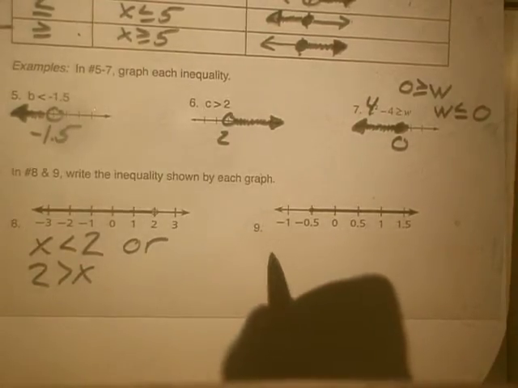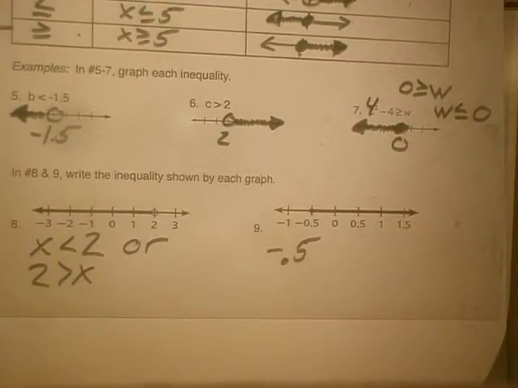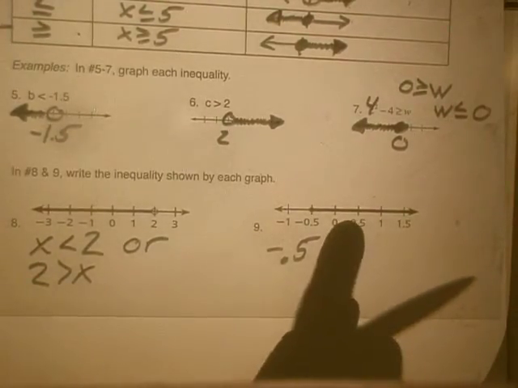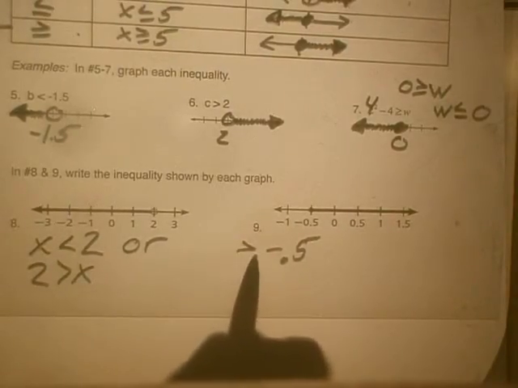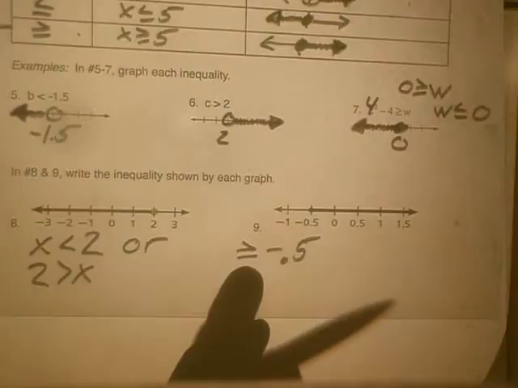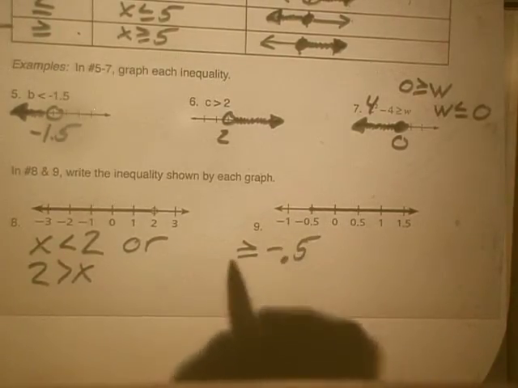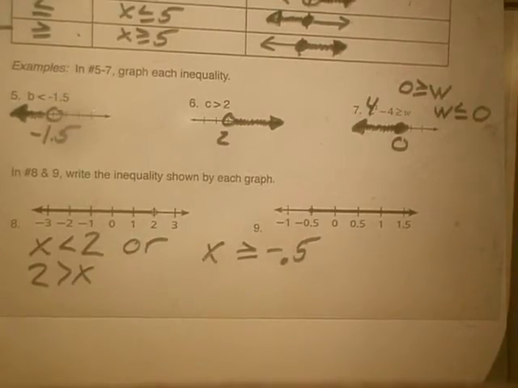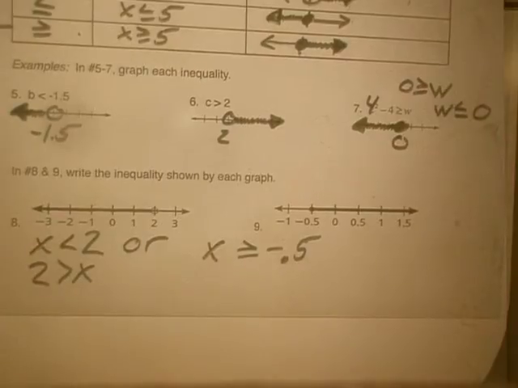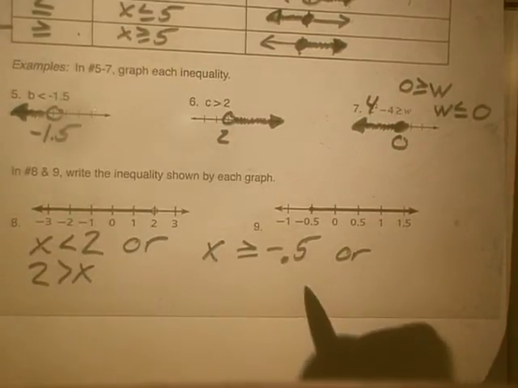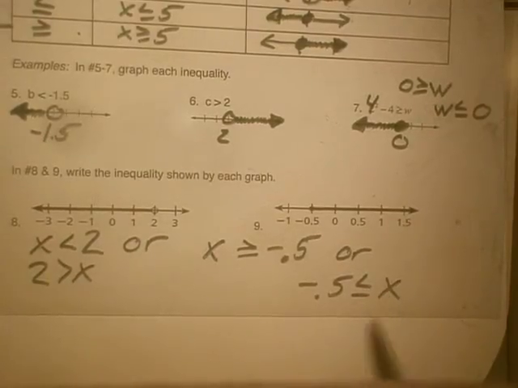Number 9, we have a negative 0.5. If you want to use that arrow trick, the arrow is facing the right. We need an equal sign because the circle is colored in, and you need your variable on the left-hand side. So x is bigger than or equal to negative 0.5, or you can say negative 0.5 is less than or equal to x.